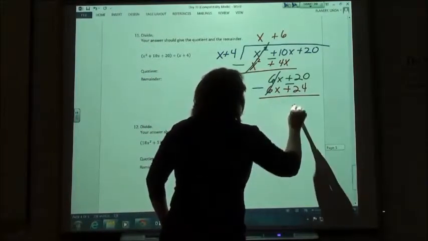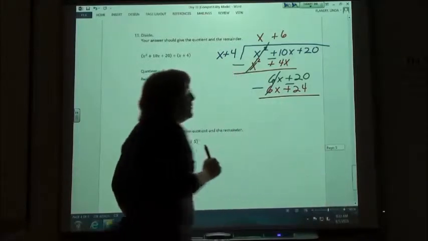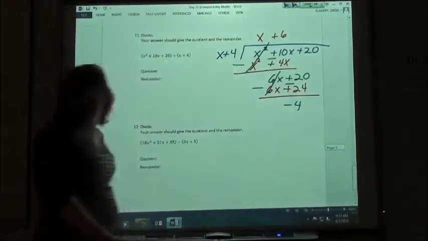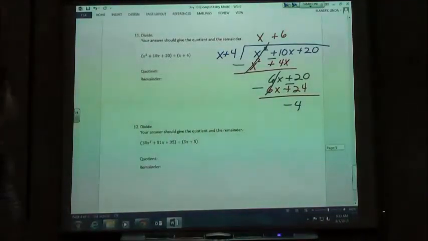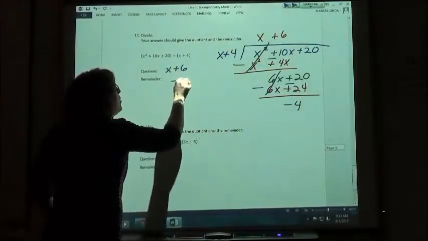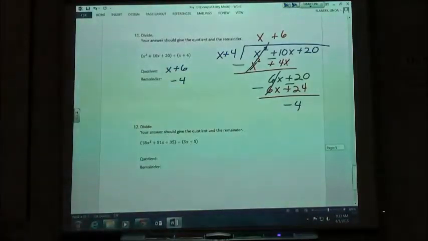so we got 4, not 4, but negative 4, right? Because the 24 is bigger, so negative 4. So our quotient would be x plus 6. Our remainder would be negative 4.